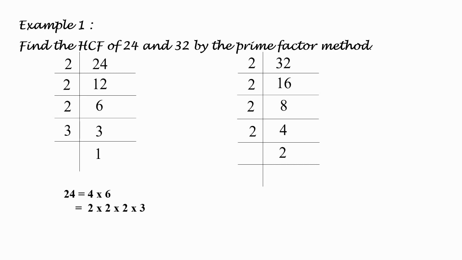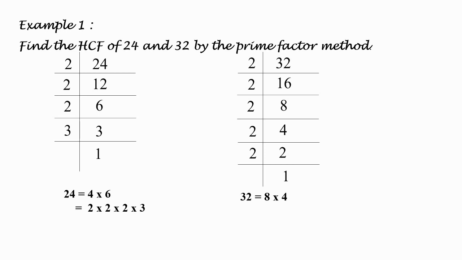Now we know that 2 is an even prime number. So factors of 2 are 2 and 1. So from 2 and 1, 2 we will write on the left hand side of the vertical line and 1 we will write below 2 on the right hand side of the vertical line. So in horizontal arrangement we can write 32 is equal to 8 multiplied by 4.